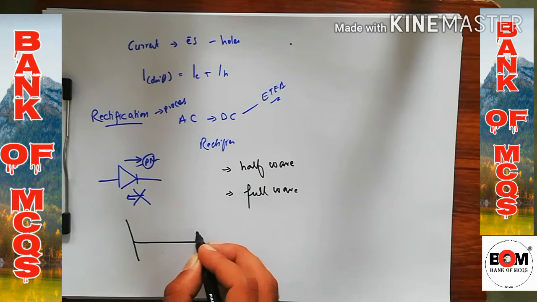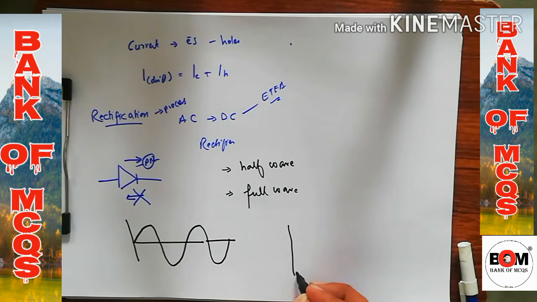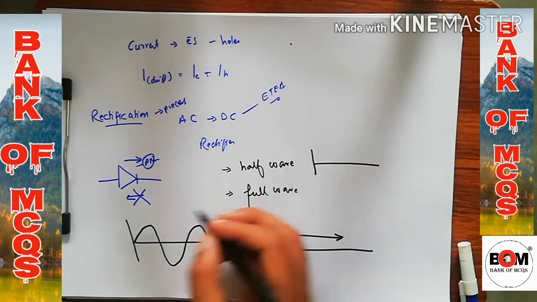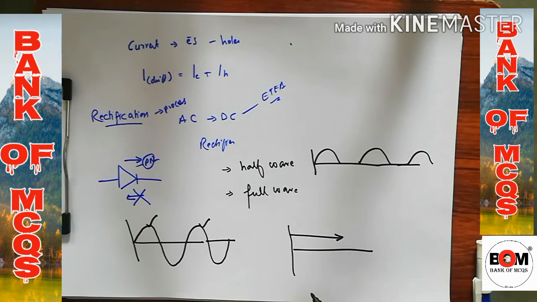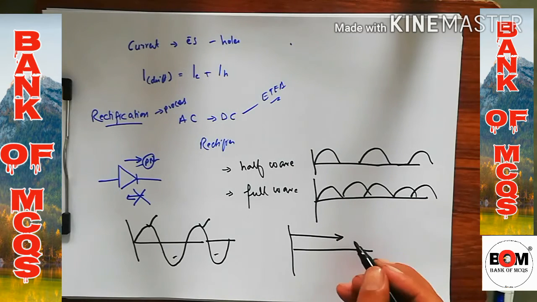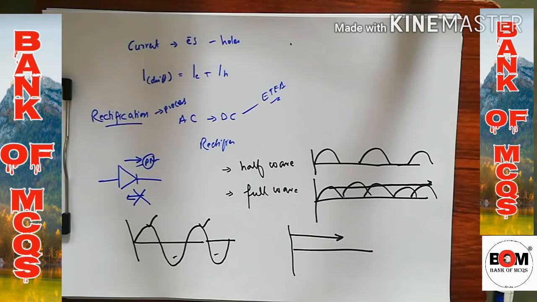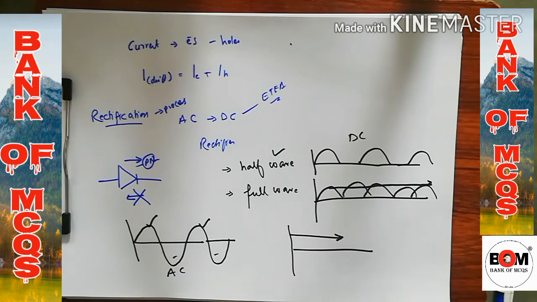We know that in AC the magnitude and direction change at equal intervals of time, but for DC the magnitude as well as direction is constant. So there are two types of rectifier. In the half wave rectifier, one half of the wave is rectified and the other half is ignored or blocked. In the full wave rectifier, the first half is rectified while the second, negative half is also rectified. Now this is the AC and this is the DC. This is produced by the half wave rectifier and this by the full wave rectifier.